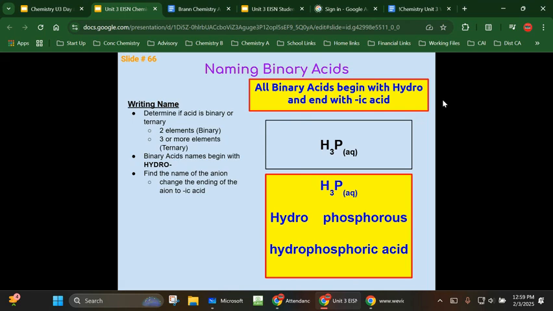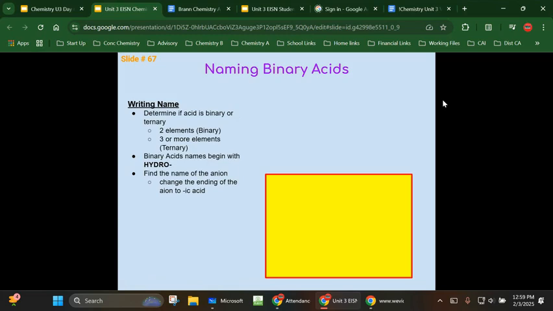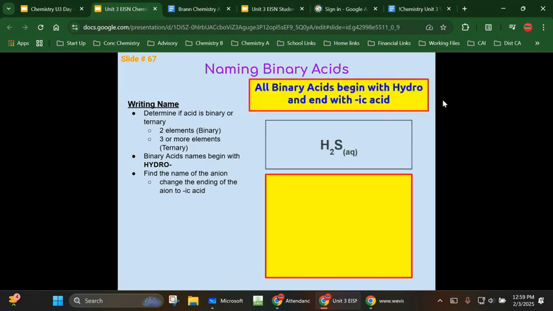Anyone need more time? H2S. What do you got? Hydrogen and sulfur, hydrosulfur, hydrosulfuric acid. There you go, ladies and gentlemen. Questions?